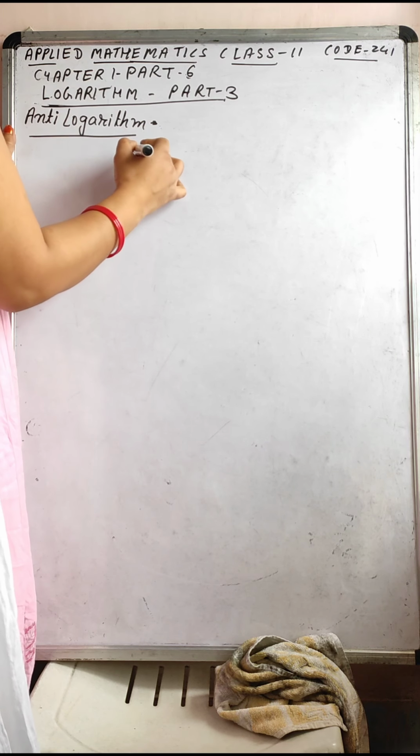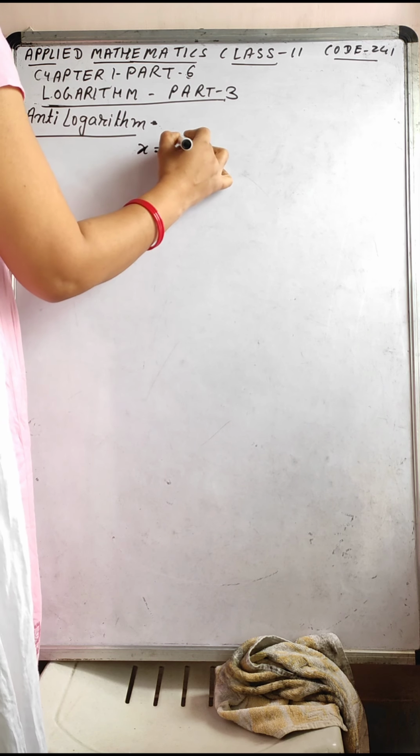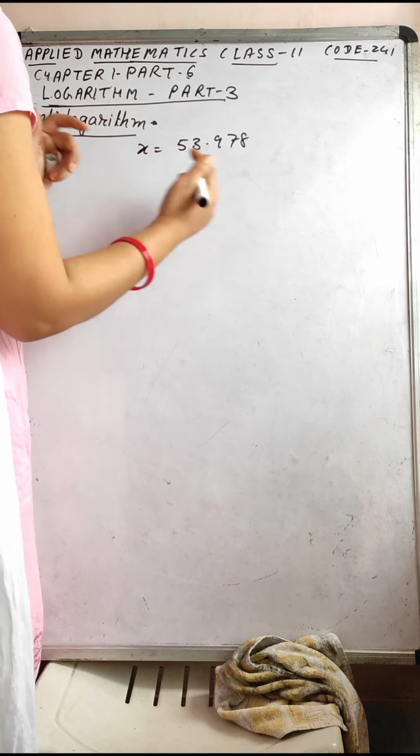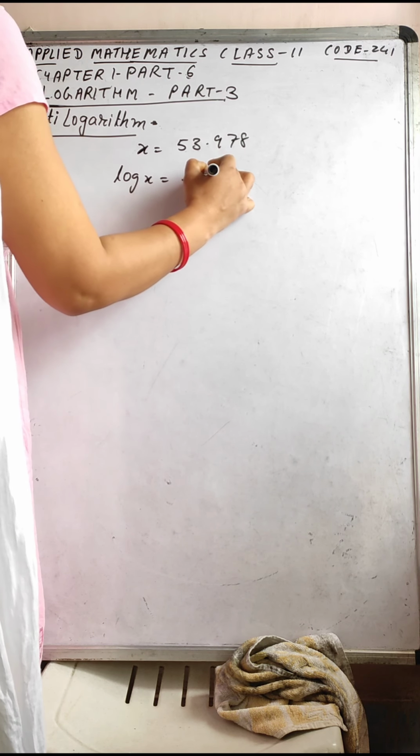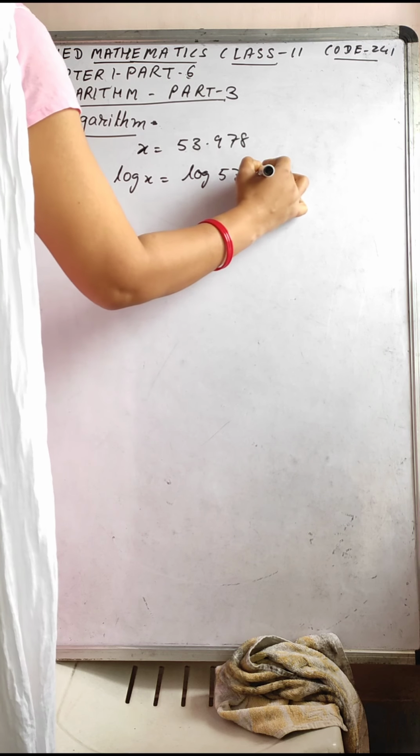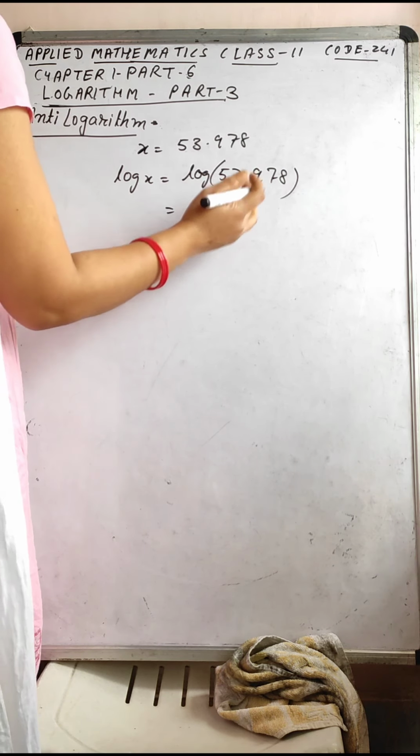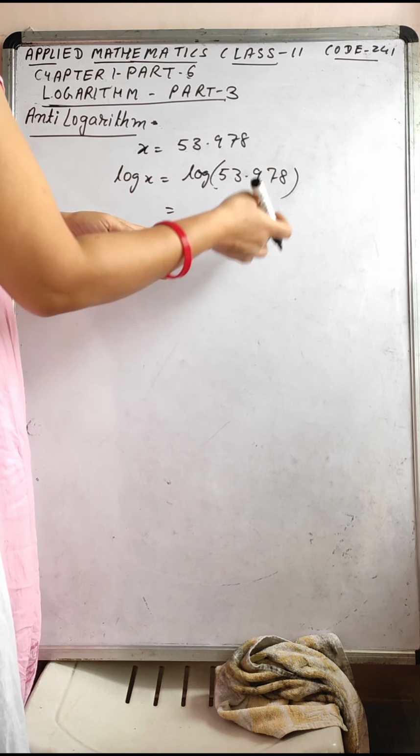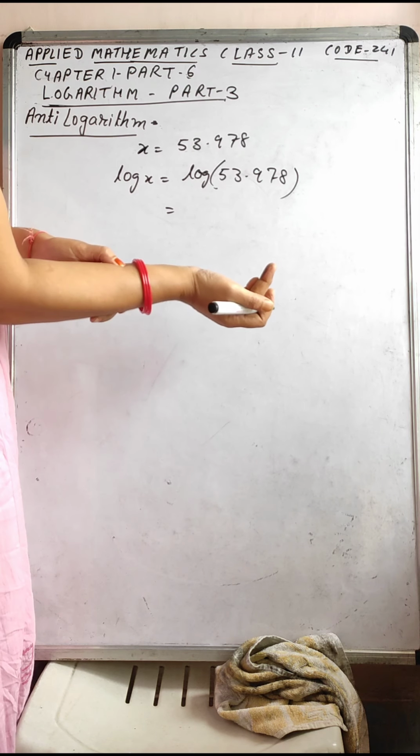Suppose we have to find the logarithm of any number. Suppose x equals 53.978. So what we will do? We take log of both sides. So log x equals log of 53.978. Now this characteristic we find. For characteristics, I have explained, either express in scientific notation, and then the power of 10 is the characteristic, and mantissa we find from the logarithm table.